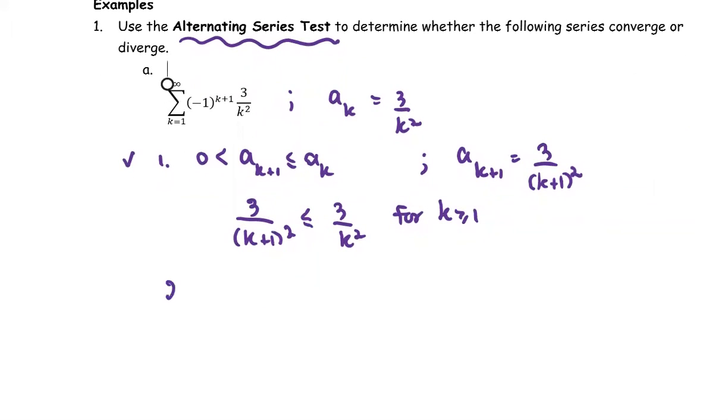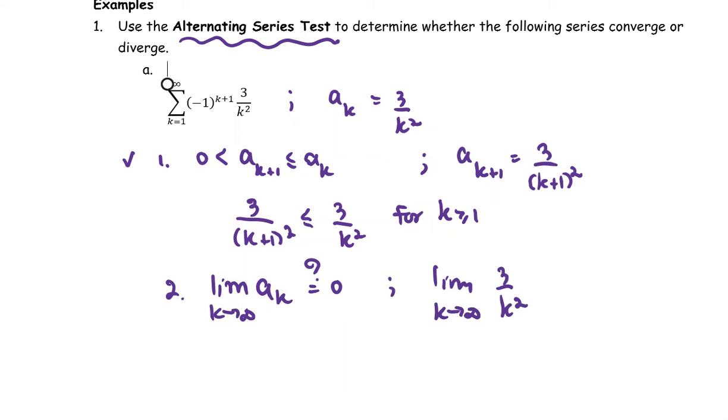And then the second condition: check whether the limit of a_k as k approaches infinity equals 0 or not. So we check the limit of 3 over k squared as k approaches infinity, and we can see this limit approaches the value 0. So condition number 2 is checked. Therefore, by the alternating series test, this series converges.